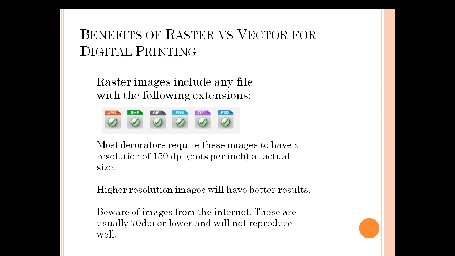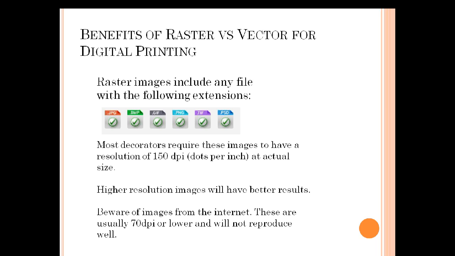So one way to explain it is, there are benefits of raster and vector for digital printing in particular. And digital printing can be screen printing. It can be actual digital printing with a 4-color printing process or a CMYK process. What to look for is that raster images include any file with the following extensions: your JPEGs, your bitmaps, your GIF images, your PNGs, your TIFFs, or your PSDs. And most decorators require these images to have a resolution of 150 DPI, which means dots per inch, at the actual size it's going to be printed.